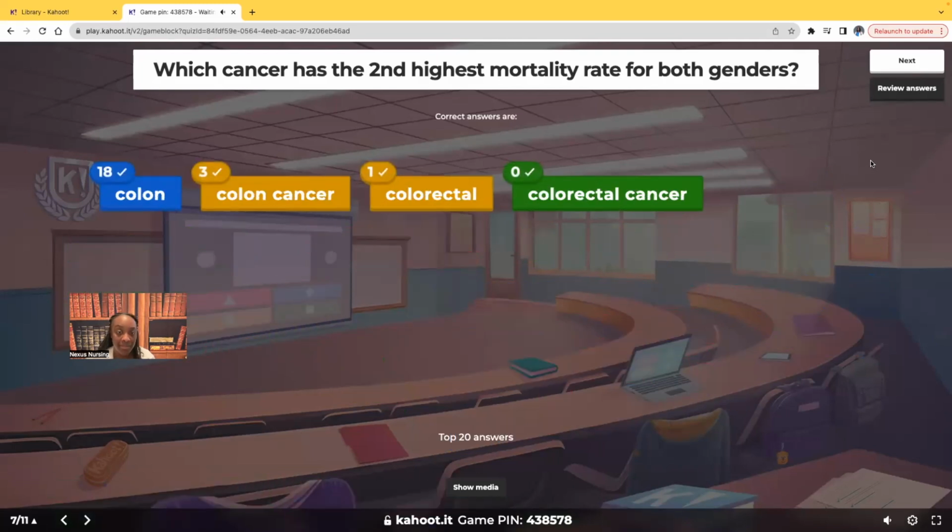Colon cancer. Very good. Number 1, lung cancer. Number 2, colorectal cancer or colon cancer. And here's the thing, guys, with both of these types of cancers, the most common risk factor is aging. The older that you get, the higher your risk factor for both of them.